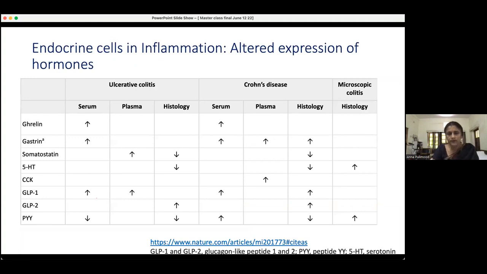Normally, you don't see any changes in endocrine cells and inflammation, but if you do immunohistochemical stains for different hormone content, hormones in the cytoplasm, you will see that there's a change in the hormonal content of the endocrine cells in various inflammatory disorders.